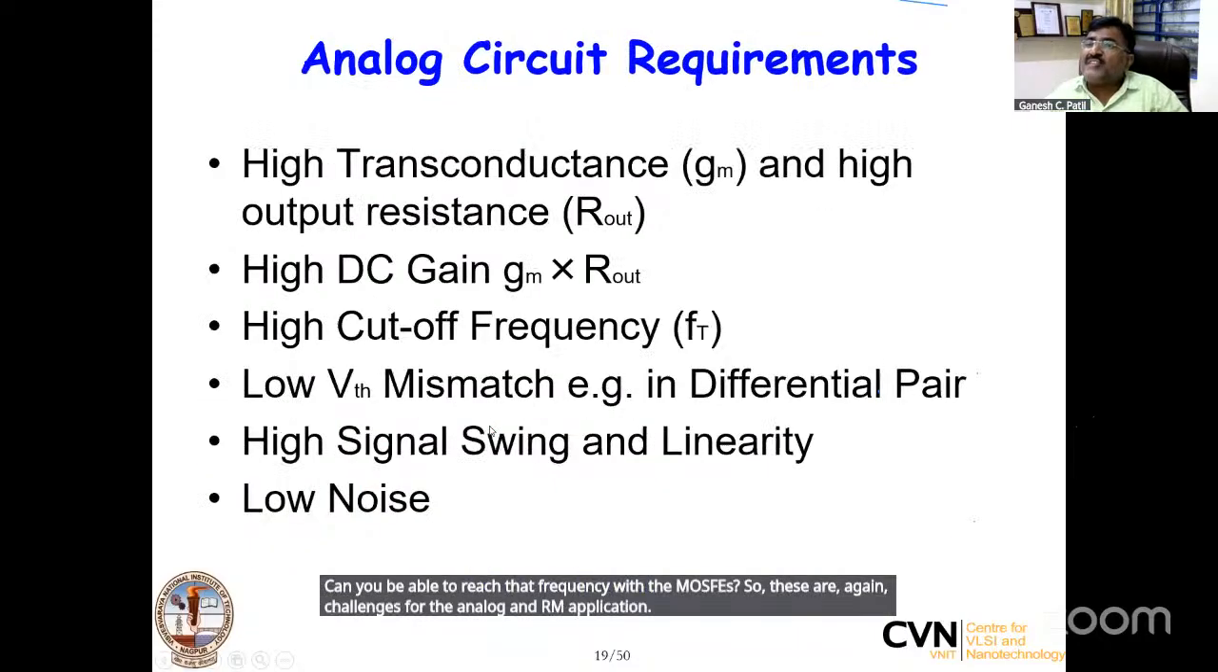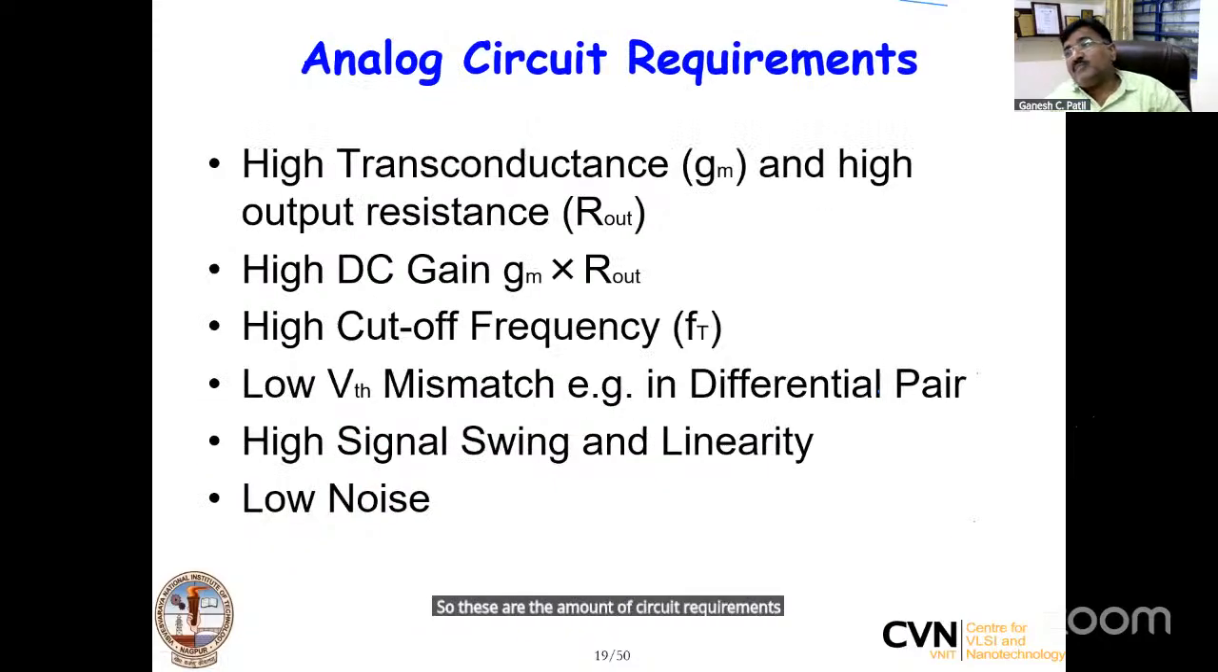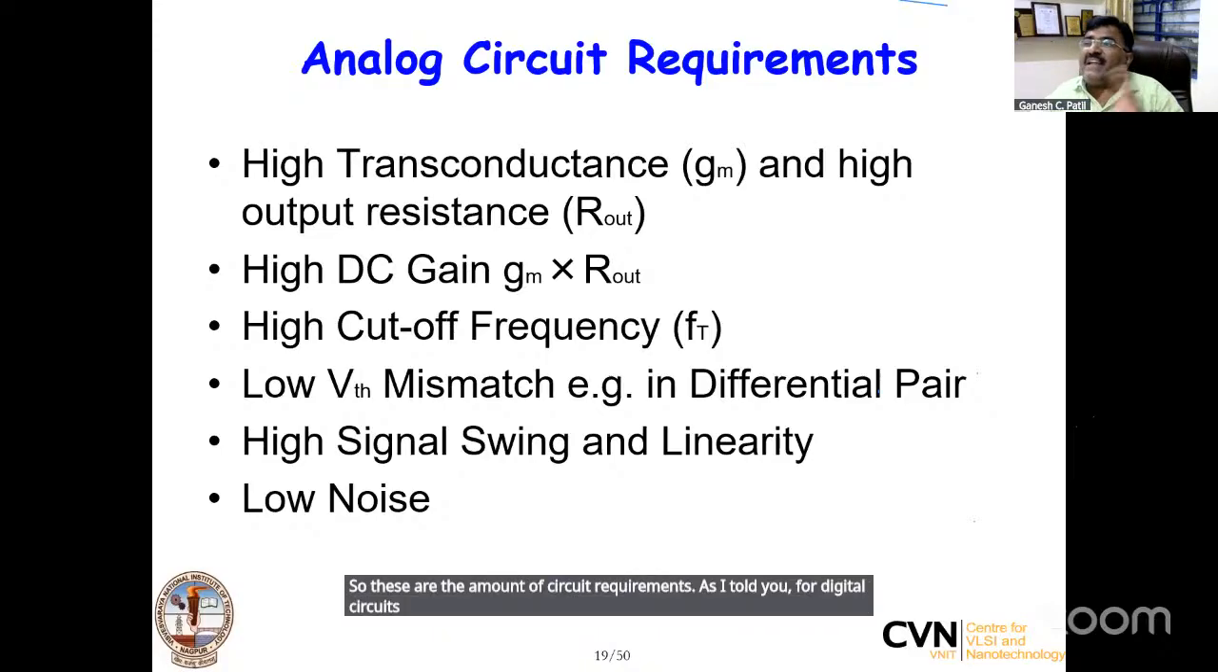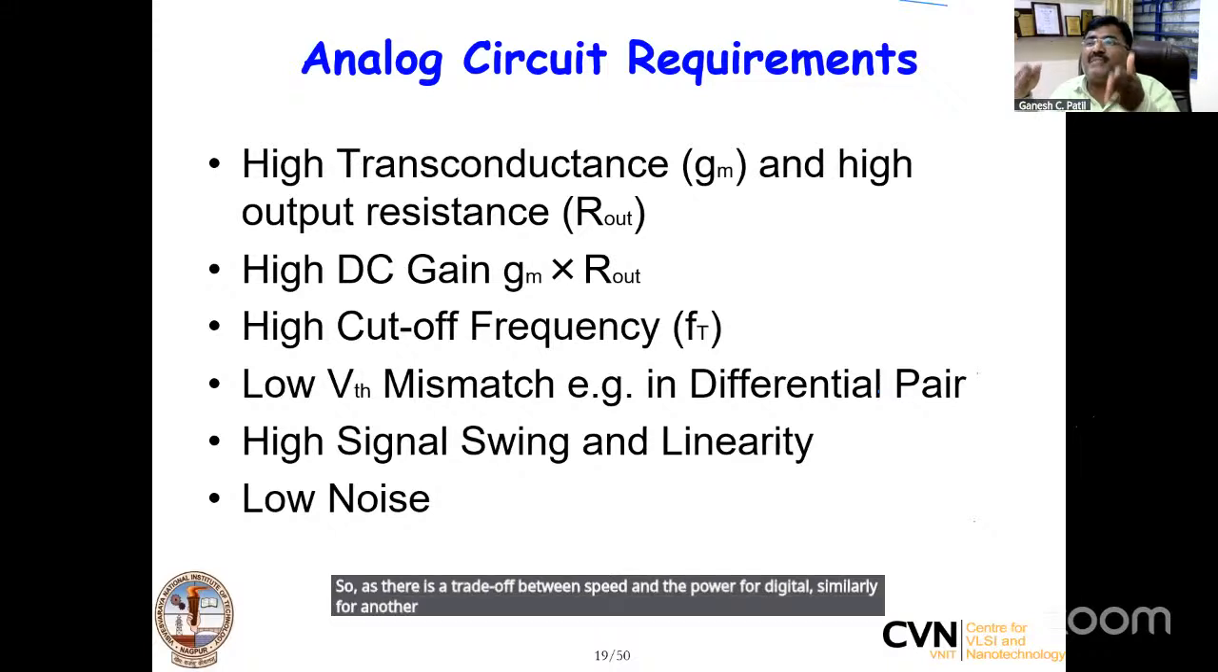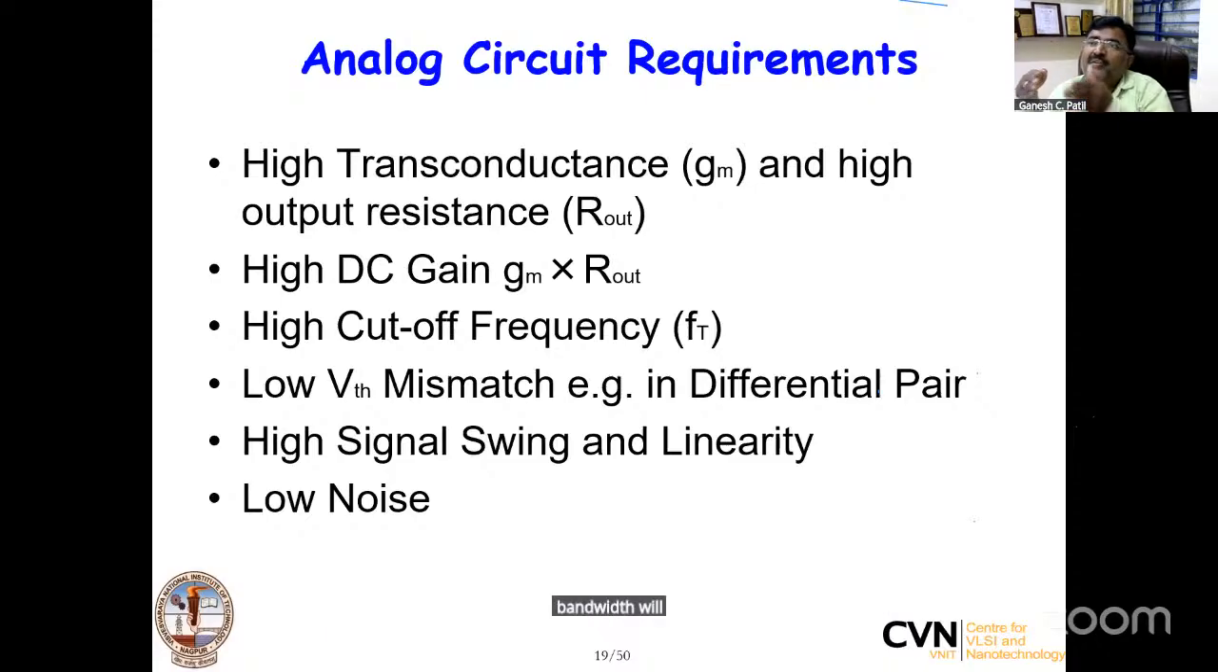So these are the analog circuit requirements. As I told you, for digital circuits, speed and power are the two figures of merit. Similarly, for analog circuit applications, the two figures of merit are gain and bandwidth. As there is a trade-off between speed and power for digital, similarly for analog there is a trade-off between gain and bandwidth. As we try to improve the gain, bandwidth will become low. When we try to improve the bandwidth, gain will go down.